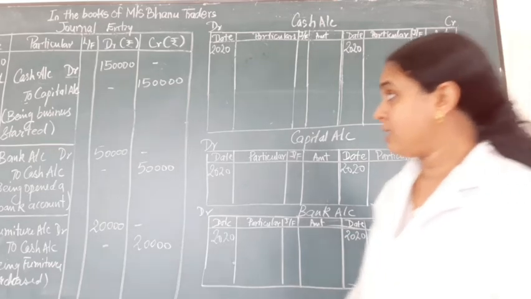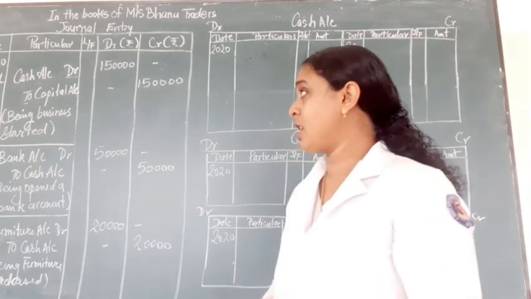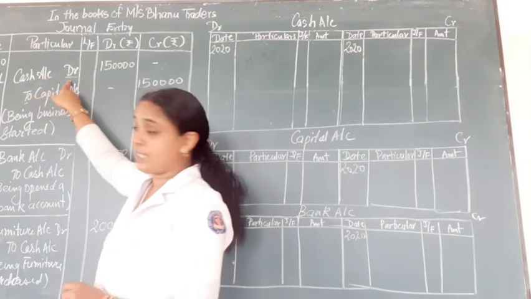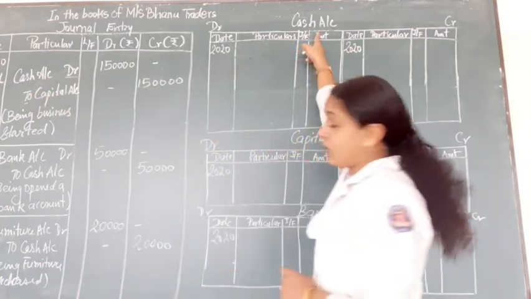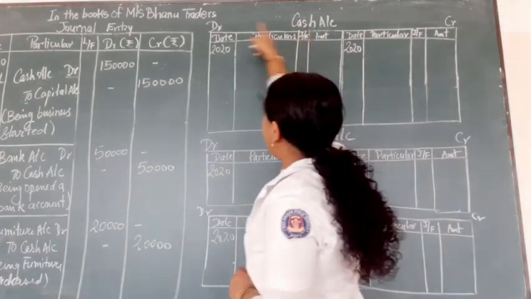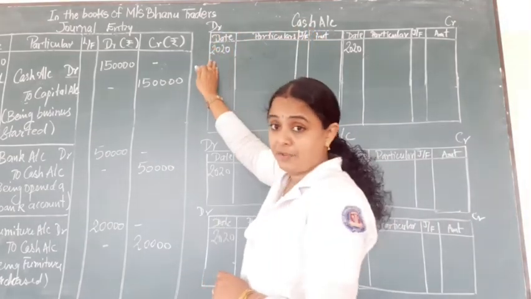Okay. Now next is on 1st April, cash account is debited to capital account. So cash is on the debit side. So we have a cash account, isn't it? Which is the debit side of cash? Cash account debit side is the left hand side.